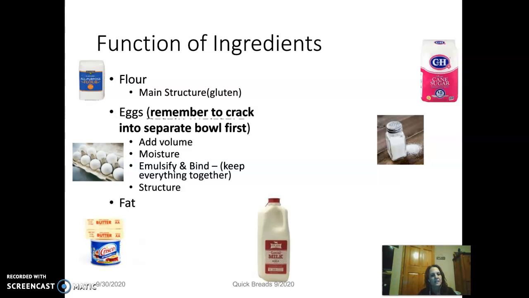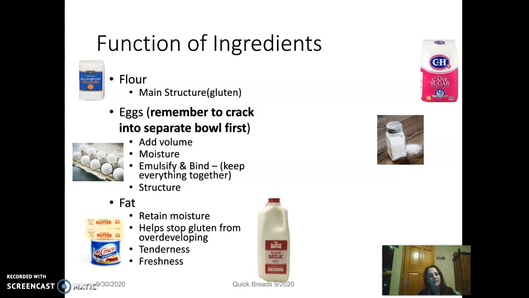Then we have fat. Most common fats are butter and oil, and fat helps to retain moisture, and it helps to stop the gluten from overdeveloping. Remember again, the gluten is the main structure for the protein in flour. Fat also leads to tenderness and helps aid in freshness.